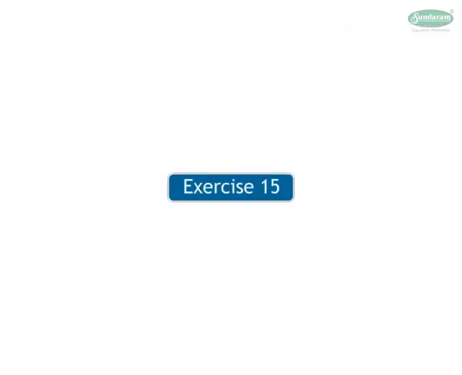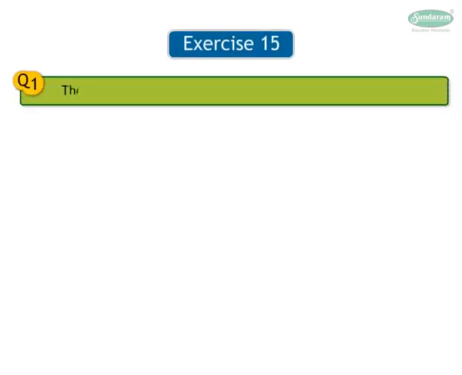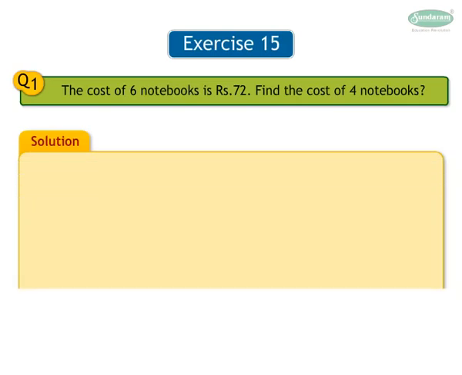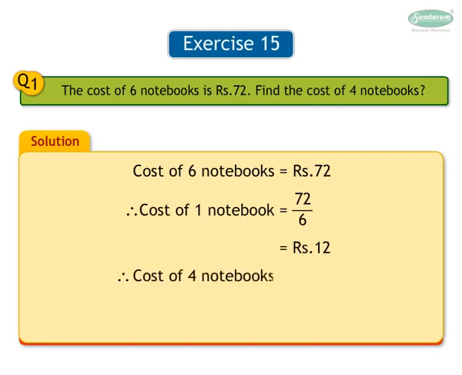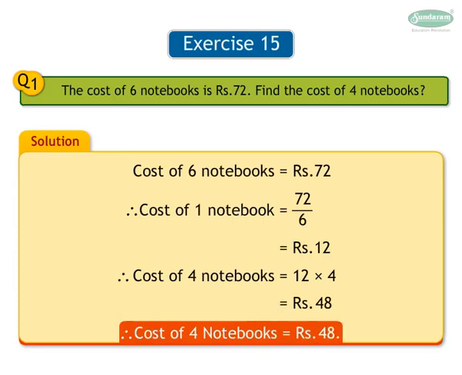Let us now solve exercise 15. Number 1. The cost of 6 notebooks is rupees 72. Find the cost of 4 notebooks. Solution. Cost of 6 notebooks is equal to rupees 72. Therefore, cost of 1 notebook is equal to 72 upon 6, is equal to rupees 12. Cost of 4 notebooks is equal to 12 into 4, is equal to rupees 48. Therefore, cost of 4 notebooks is rupees 48.